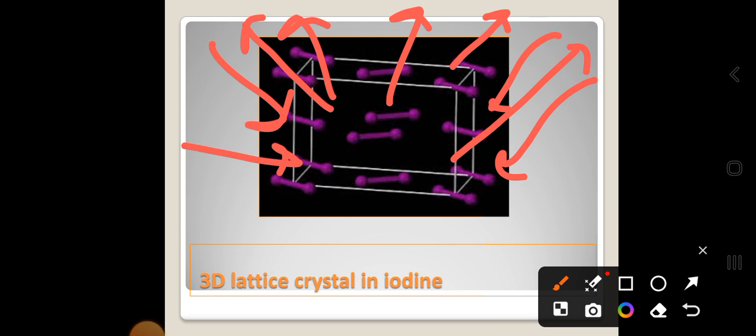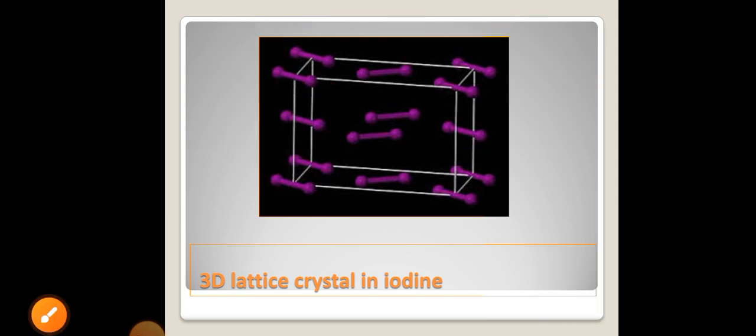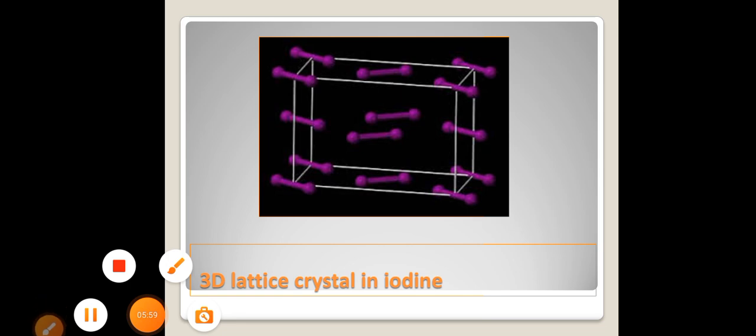So these are some of the exceptions for metals and non-metals. In the next video we will learn some more examples.